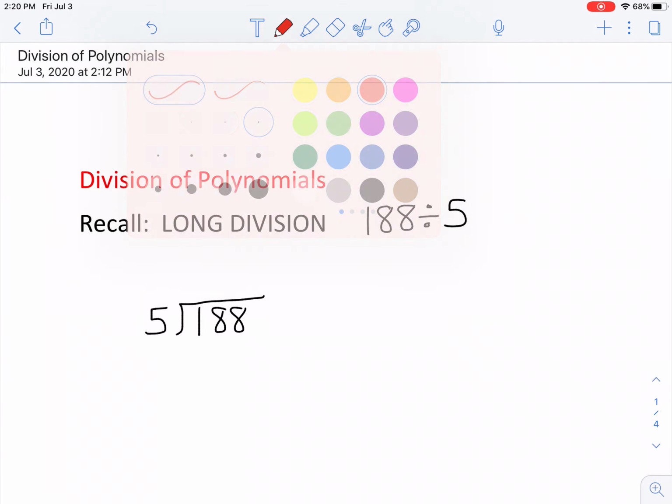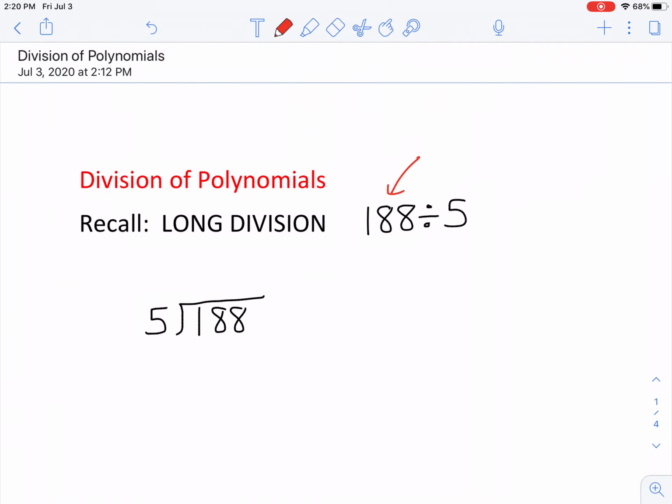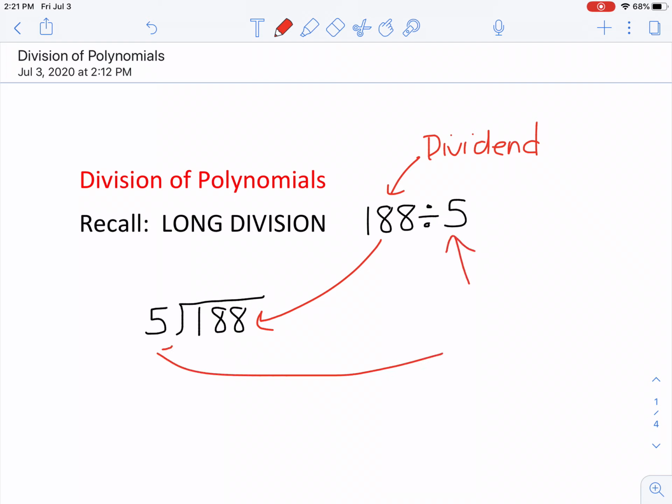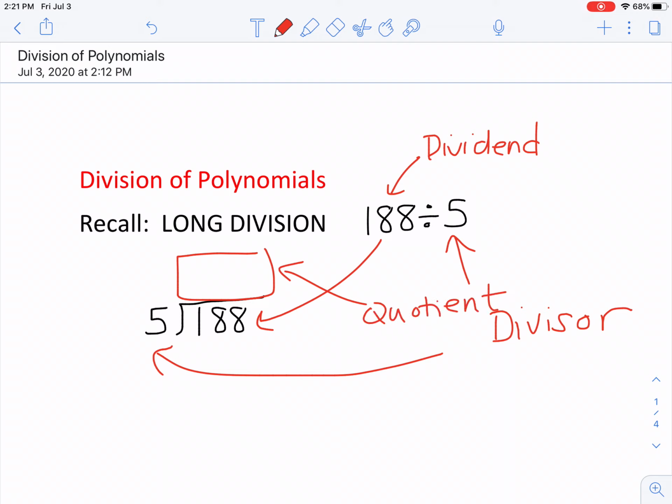So the number that you are dividing is called the dividend. So that's the number here that goes under my division symbol. The number that I'm dividing by, the 5, is called the divisor. And the answer that I'm looking for here is called the quotient. So that's just a review of some of the terminology.